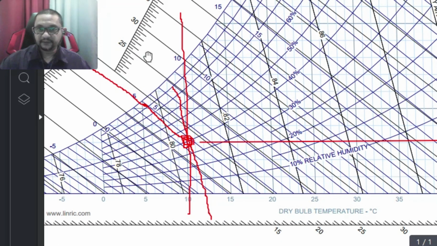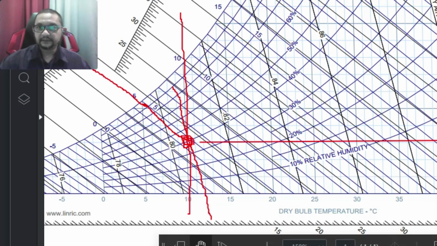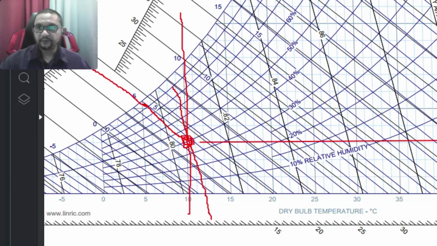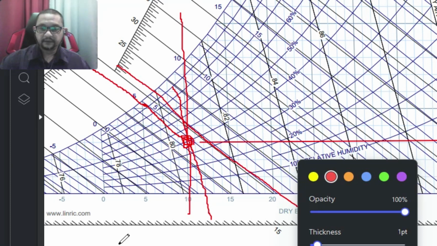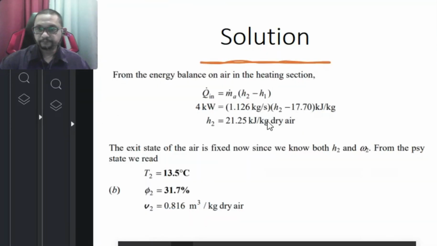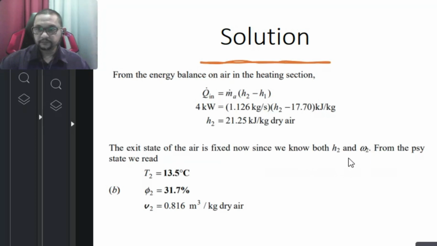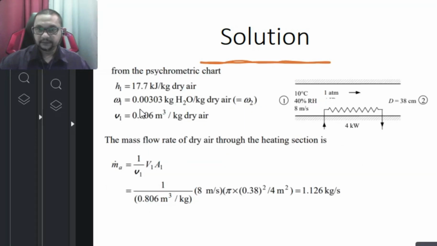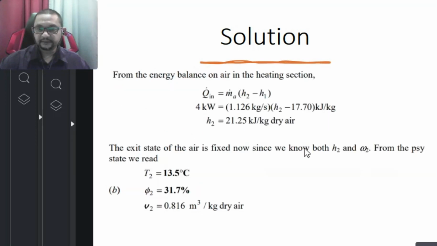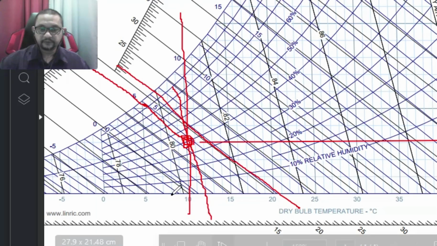Okay, 21. Draw a straight line to the 21. This is 21. Omega is omega 2. What is omega 2? Omega 2 is equal to omega 1, so 0.003, that's omega 2. Okay, 0.003.